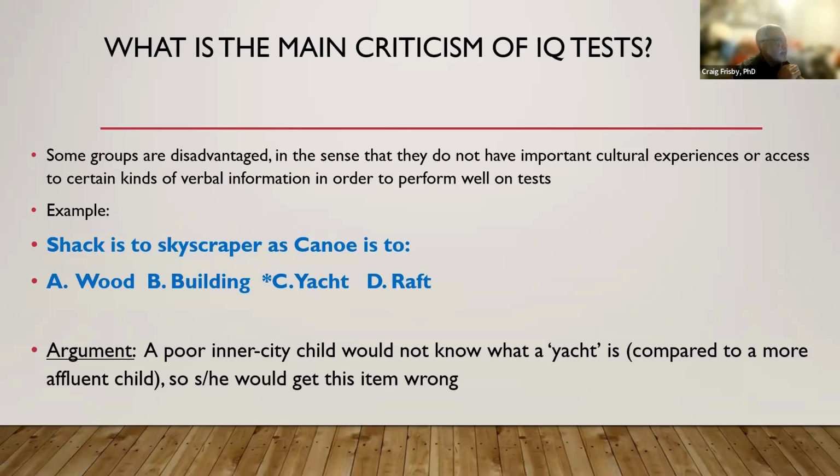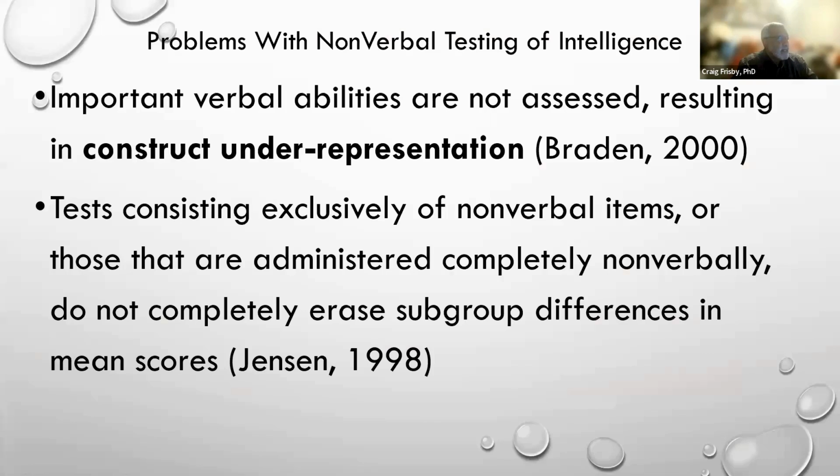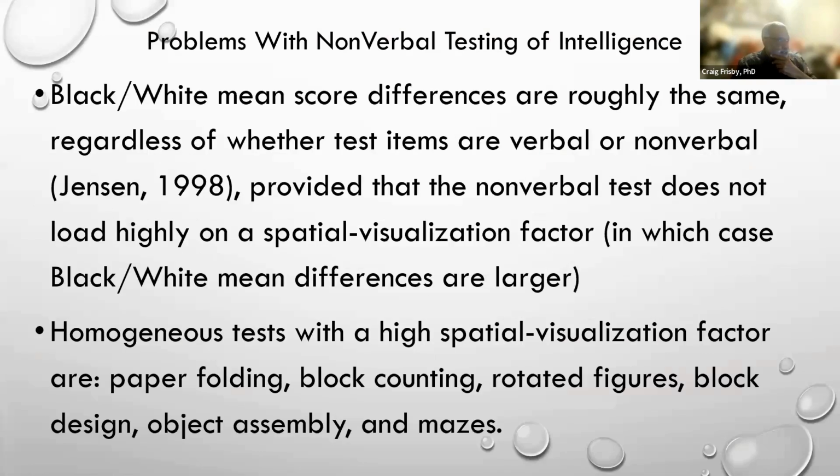The argument that many people make here is that a poor, let's say, inner city child would not know what a yacht is compared to a more affluent child, so they would tend to get this item wrong. So test critics in this camp feel that any verbal items on tests are automatically biased because they would disadvantage kids, particularly those who are poor and do not have the advantages that more affluent kids had. So I go through this. I'm going to go through this really fast.